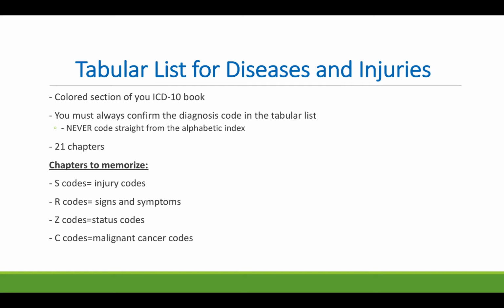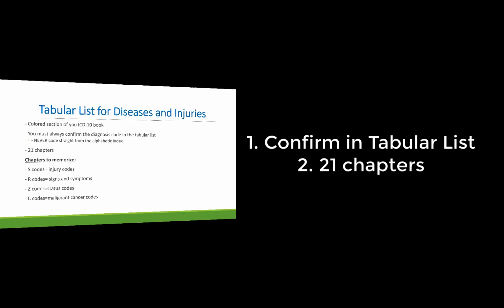Now that you've learned about all the indexes, the last step to getting your ICD-10 code is to confirm the code in the tabular list. These are the colored chapters. Look through those now. You must always confirm the diagnosis code in this tabular list. Never code straight from the alphabetic index.